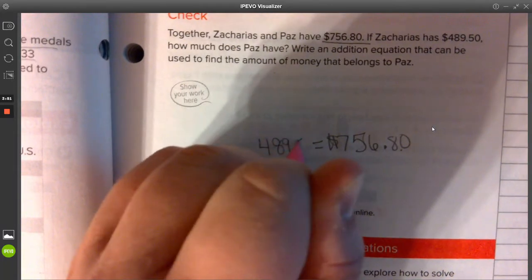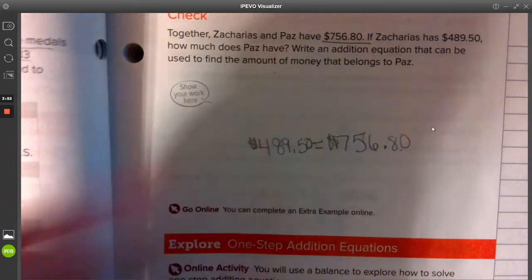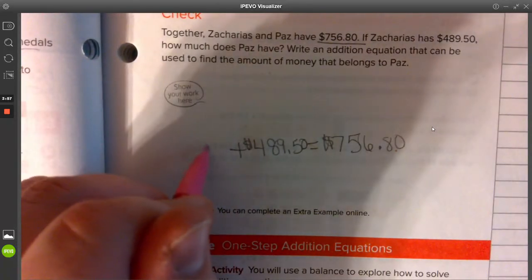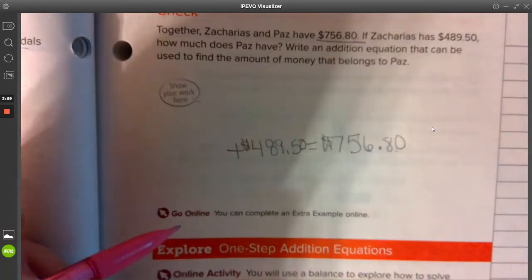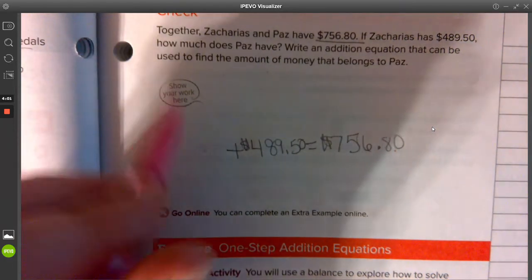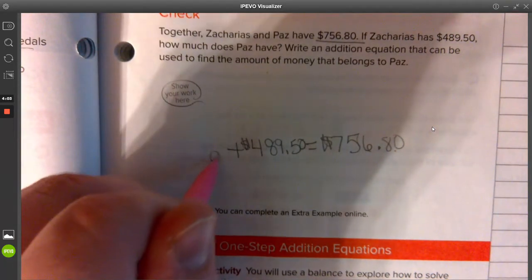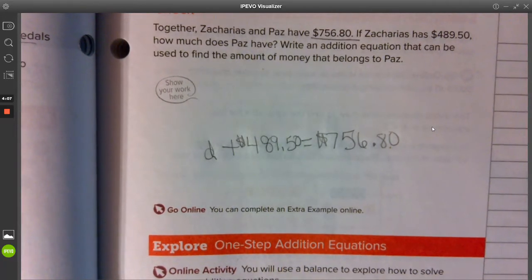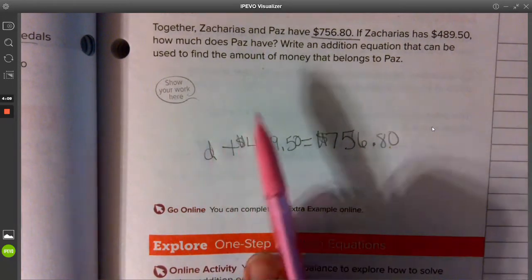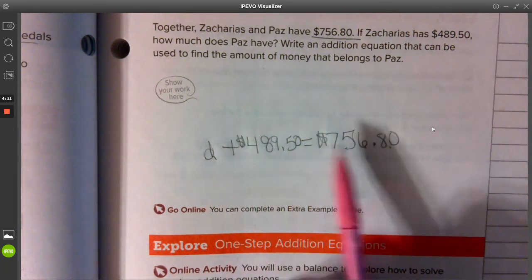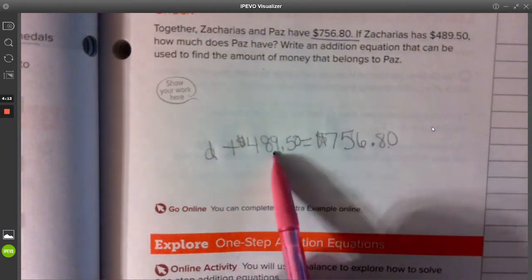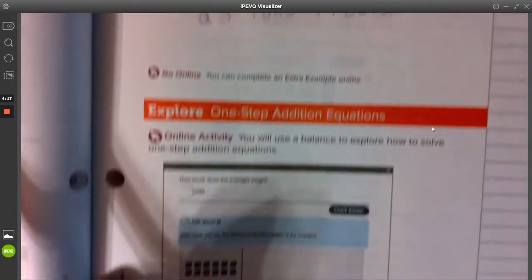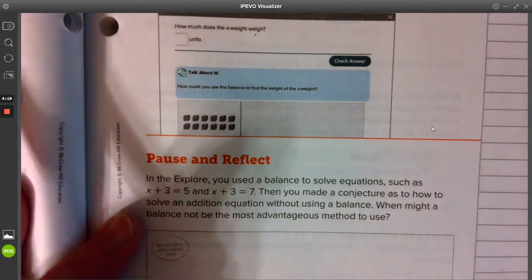So we know that Zacharias has this amount, but we do not know how much money Paz has. So we're going to choose a variable for the situation. Let's do D for dollars. So that would be our equation we would write for this situation. Because together, Zacharias and Paz have this much money, so we need to add their totals together to find that total.